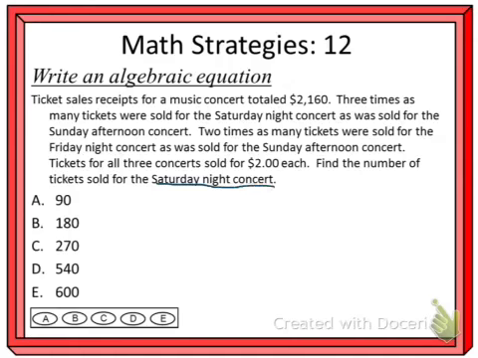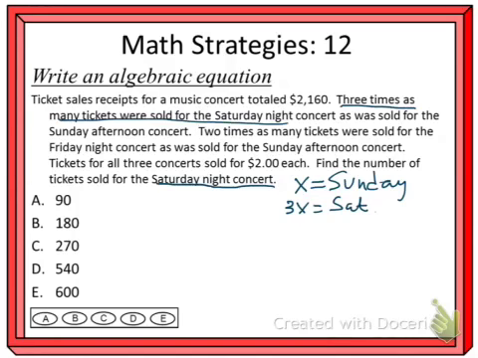Okay, so notice that the Saturday and the Friday are put in terms of the Sunday afternoon concert. So let's use the Sunday afternoon as our x. So x equals the number of Sunday tickets sold. It says 3 times as many tickets were sold for Saturday, so that's 3x, equal to the number of tickets for Saturday. And then it says 2 times as many for Friday, so that's 2x, equal to Friday's ticket sales.